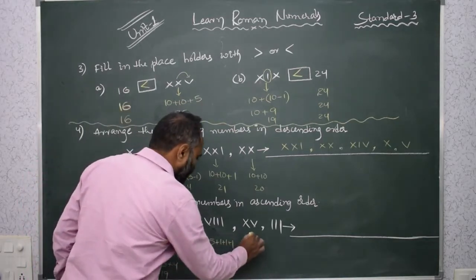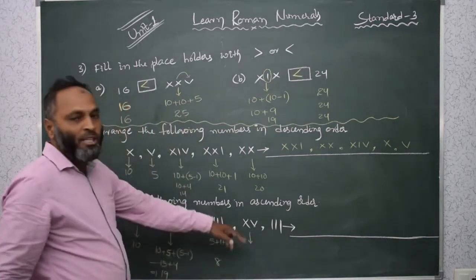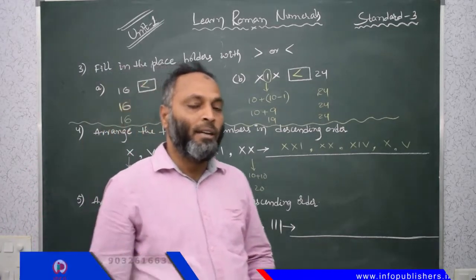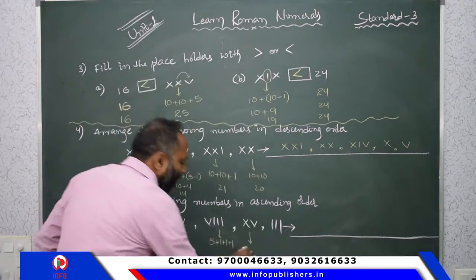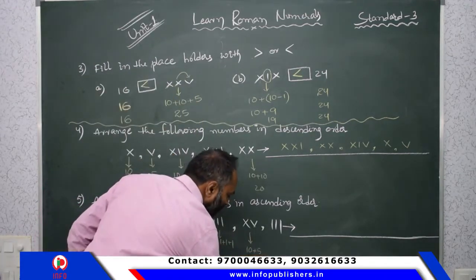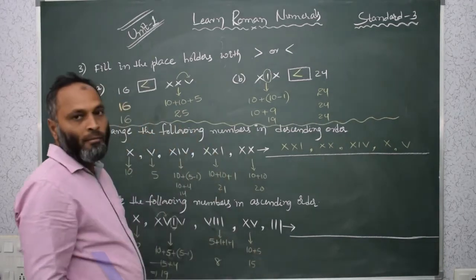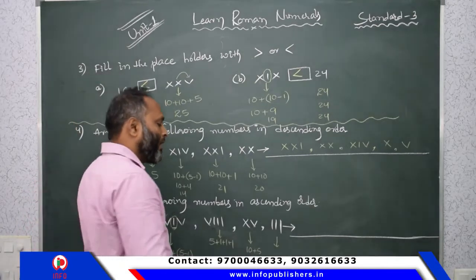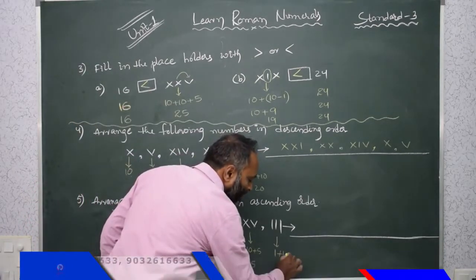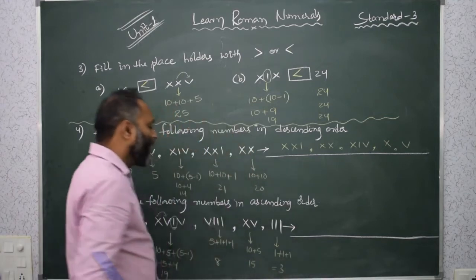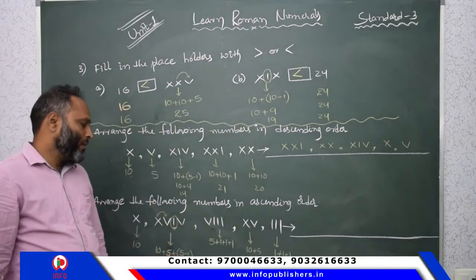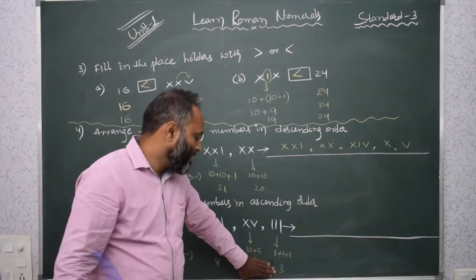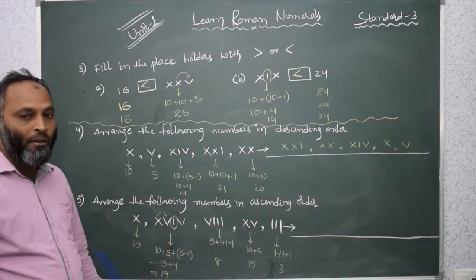Then after that, this one: X means 10, V means 5. The smaller Roman numeral is on the right side, means add: 10 plus 5, 15. Here I repeats 3 times, we have to add according to our fourth rule: 1 plus 1 plus 1 is equal to 3. These are the values in Hindu-Arabic numerals: 10, 19, 8, 15 and 3. So in this, ascending order, means increasing order, we have to arrange.